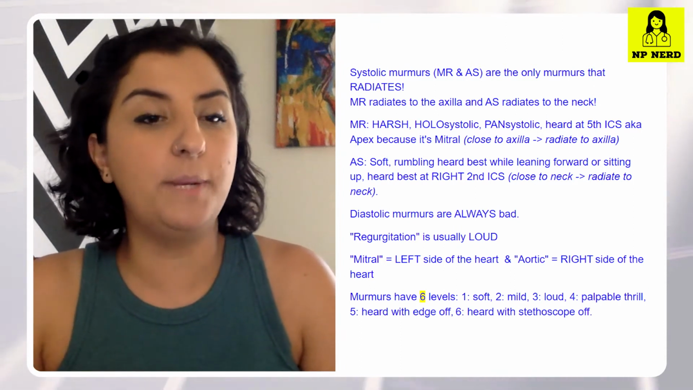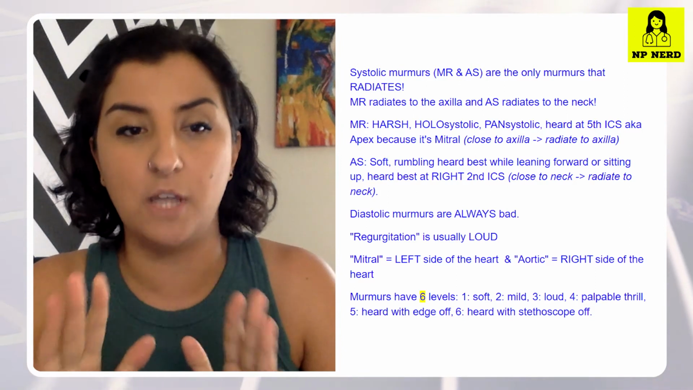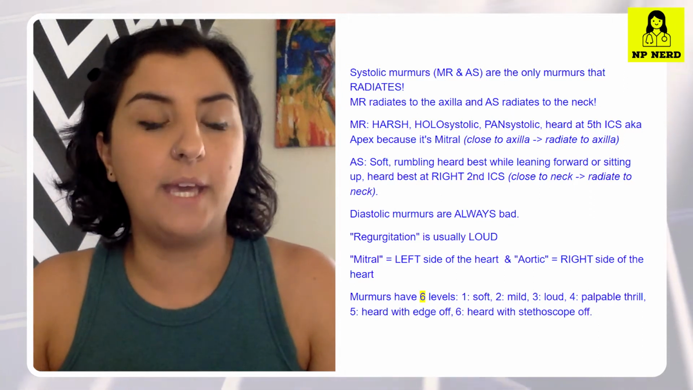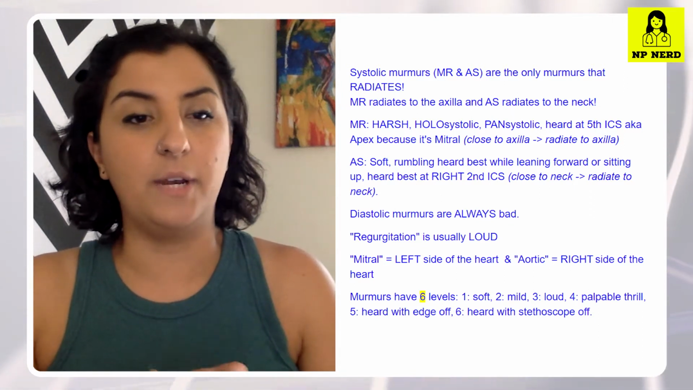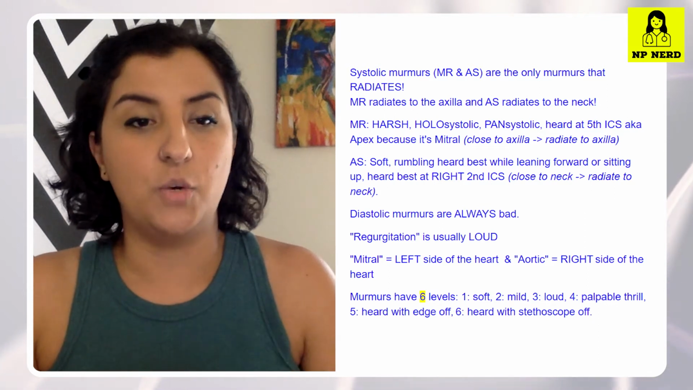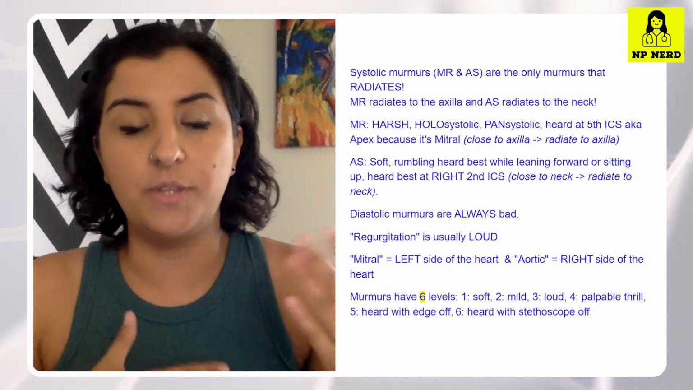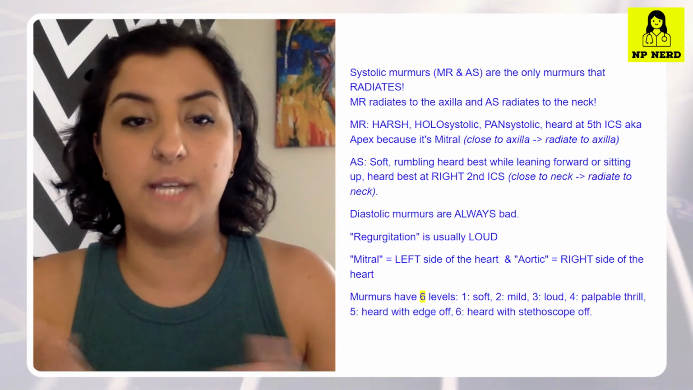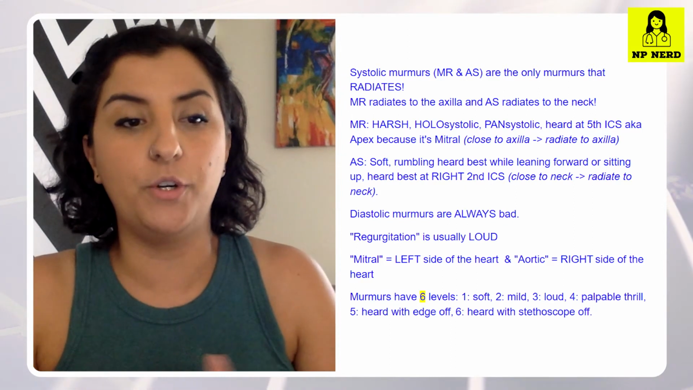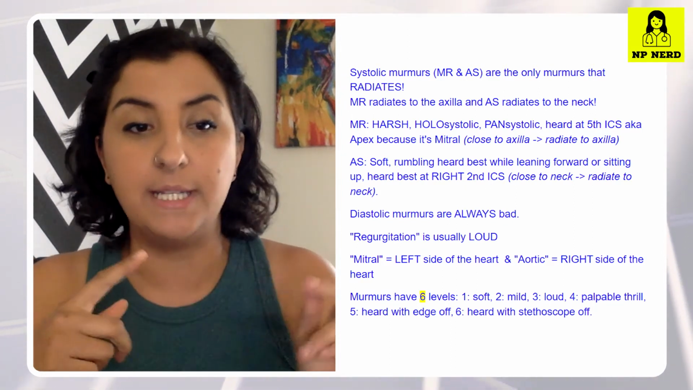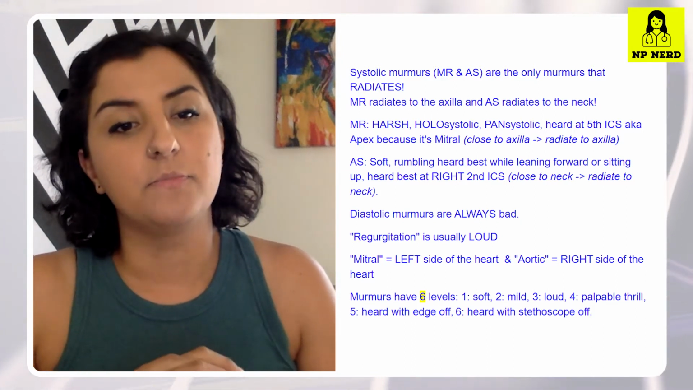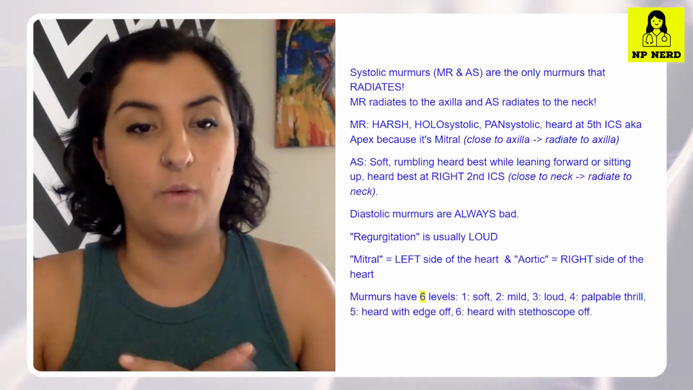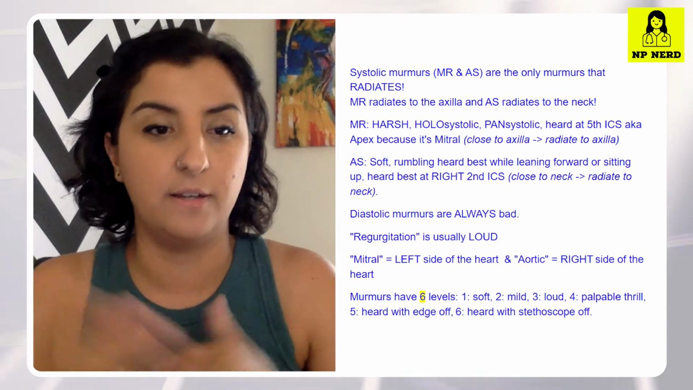Okay, so a little bit about MR. It's harsh, it's hollow, systolic, pansystolic. It's heard at the 5th intercostal space, aka the apex. Because if you think about it, it's mitral, MR, so it's close to the axilla. So think about it, it radiates to your axilla. AS is softer, more rumbling sound, and it's heard while the patient is leaning forward or sitting up. And it's heard best on the right 2nd intercostal space, okay? And it radiates to the neck, because think about it, it's closer to the neck. It's the 2nd intercostal space, so it's closer to the neck.